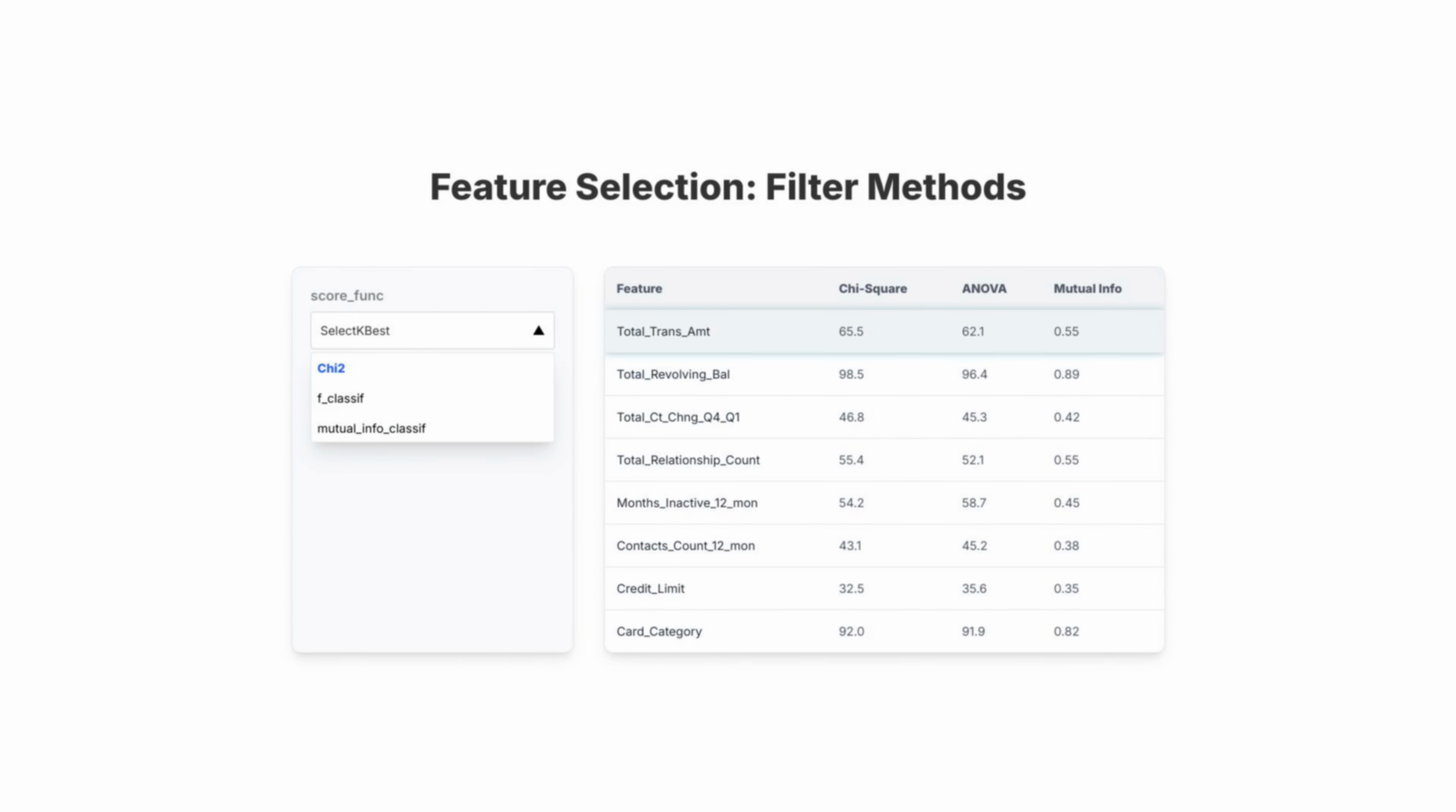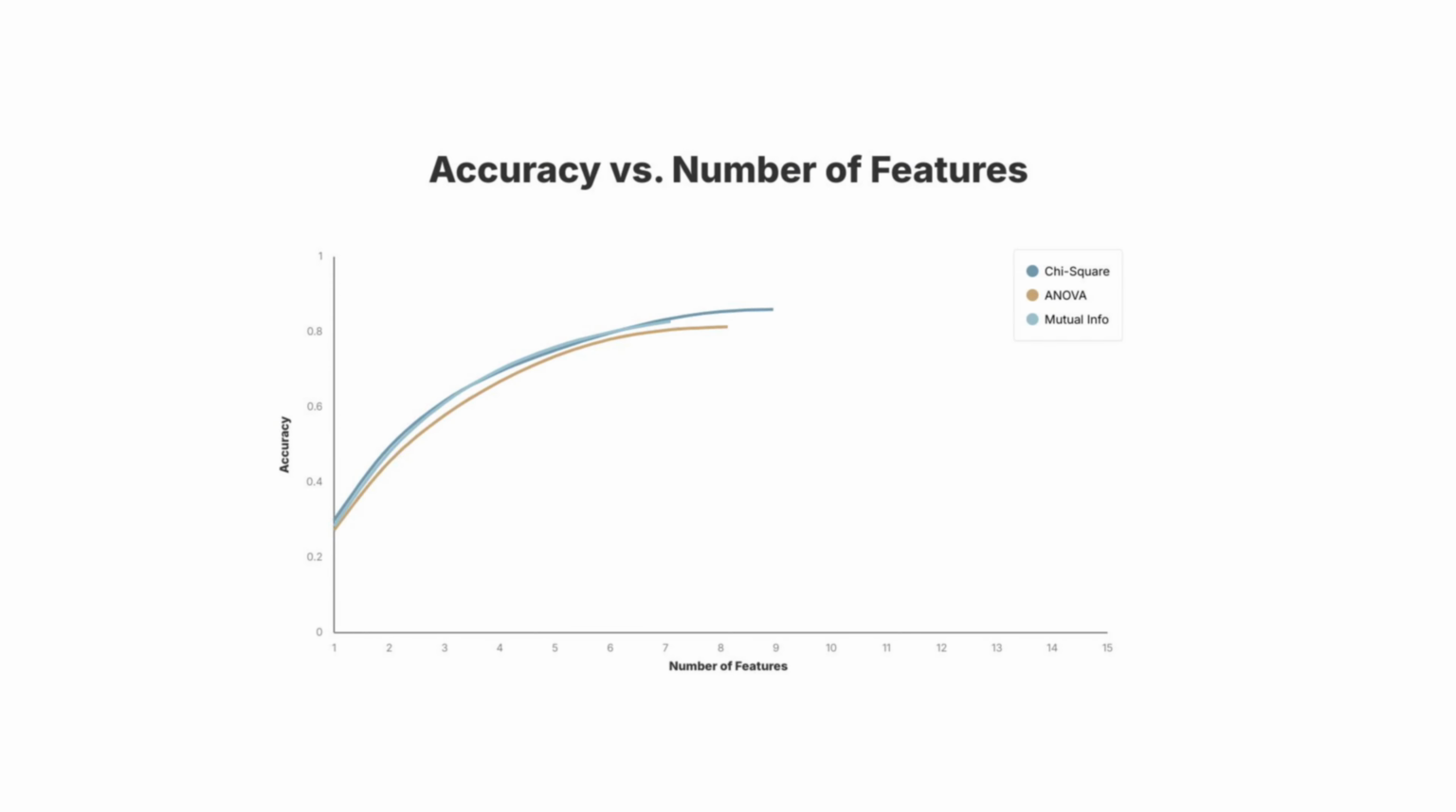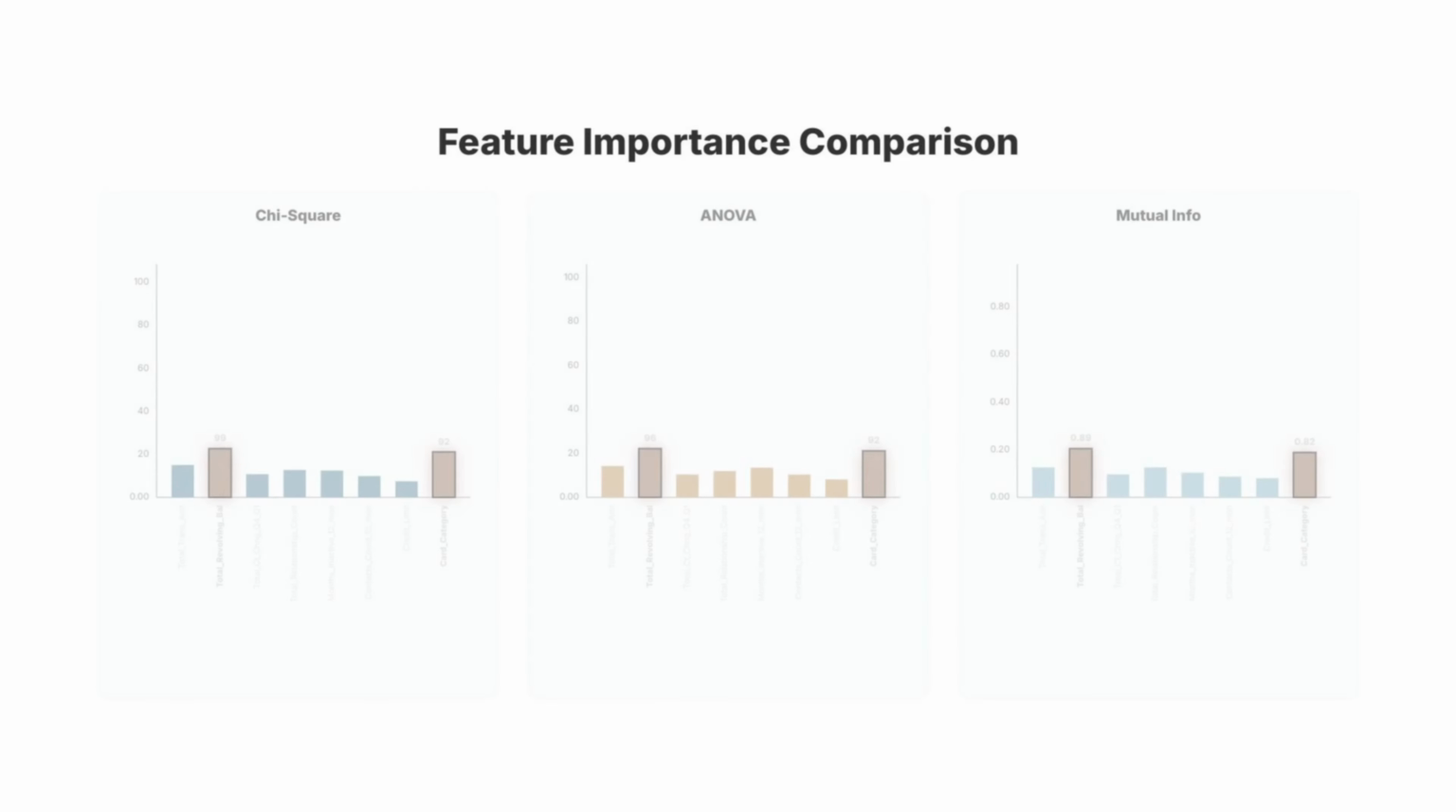A logistic regression model is trained repeatedly using different numbers of selected features and different scoring functions. As more features are added, accuracy improves and then levels off, stabilizing at around 0.88 after roughly 8 features for most methods. Beyond that point, adding extra variables brings little or no gain.